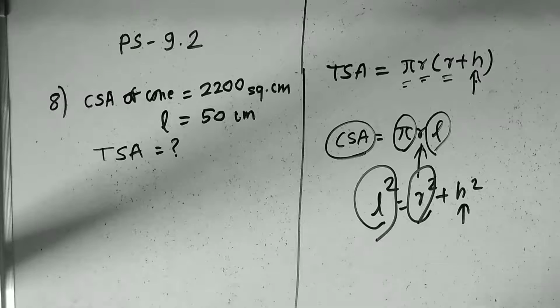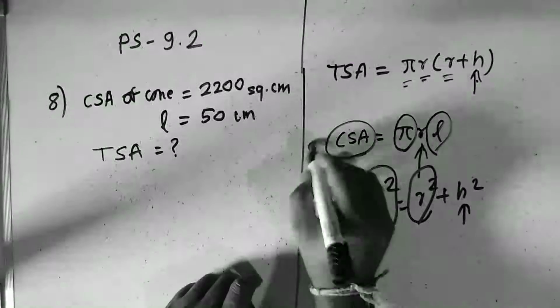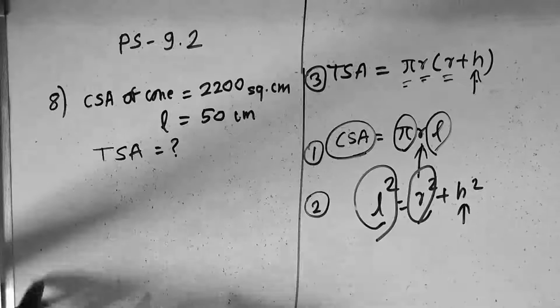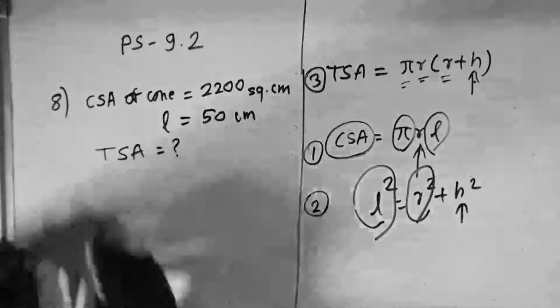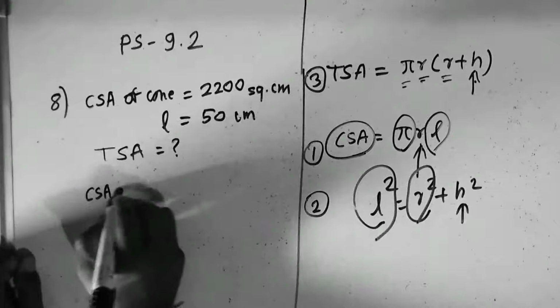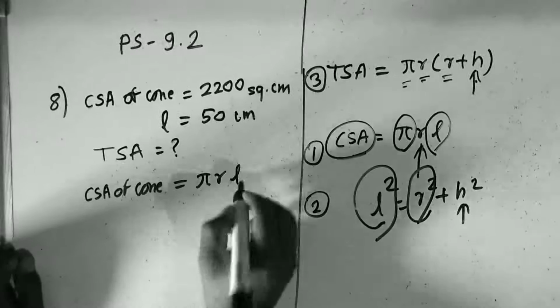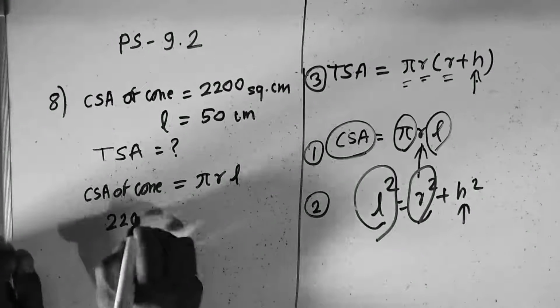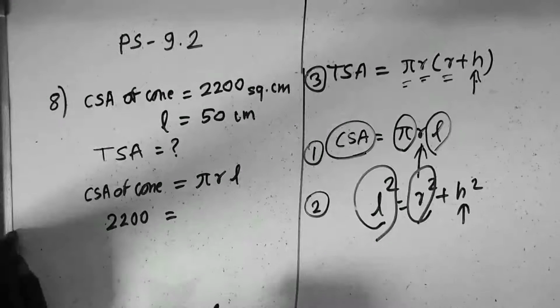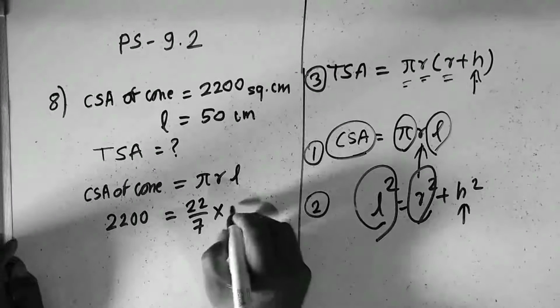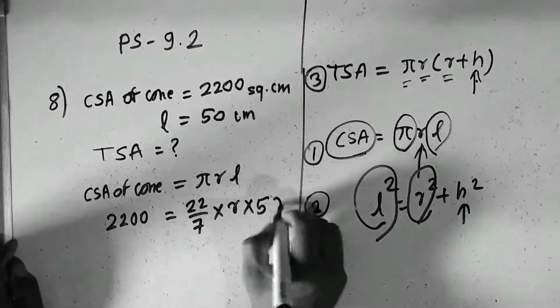So students, did you understand? First of all, I will use this formula, then this formula, then this formula. So let's go for the curved surface area's formula. The curved surface area of a cone is equal to pi r l. The curved surface area of the cone is 2200, equal to pi's value, which is given in the bracket as 22 by 7, multiplied by r, which is not given, and l equals 50.